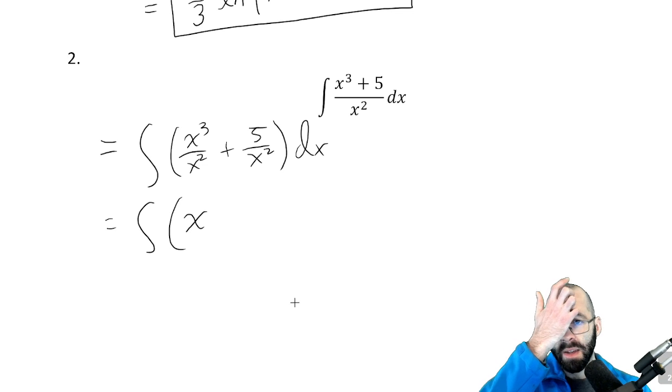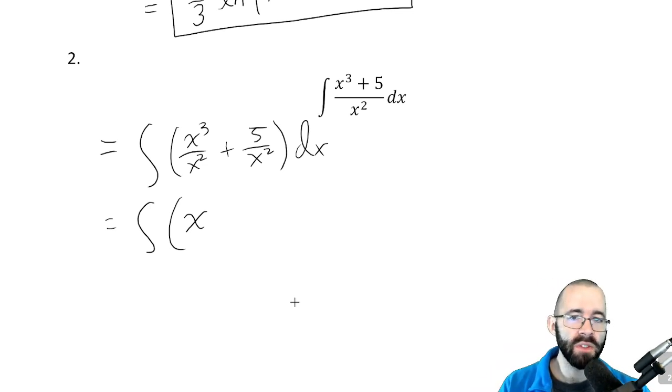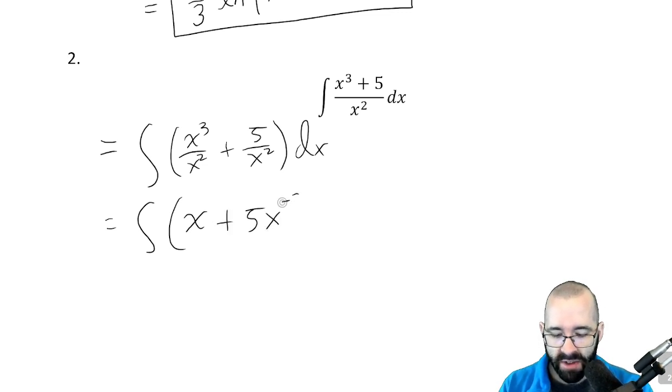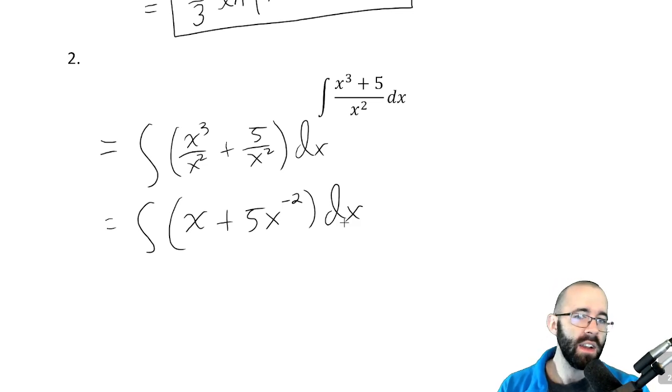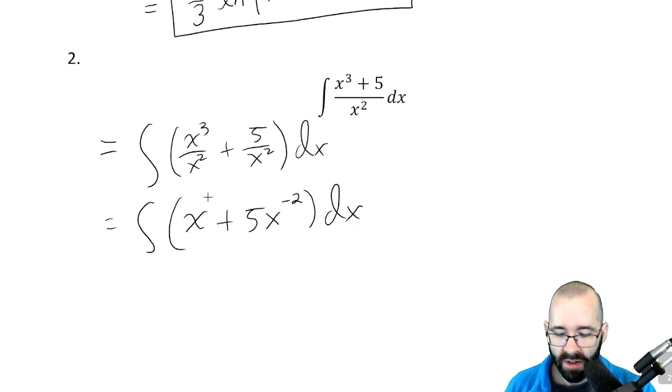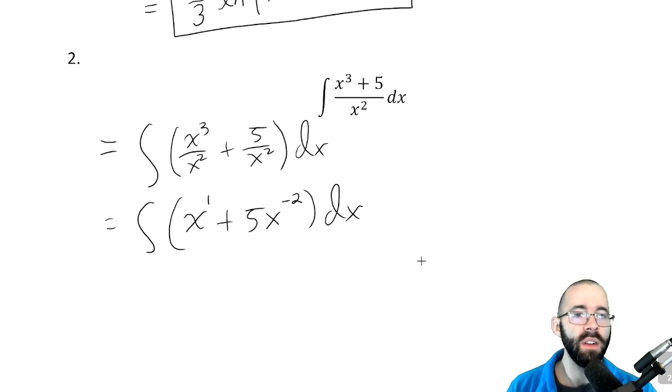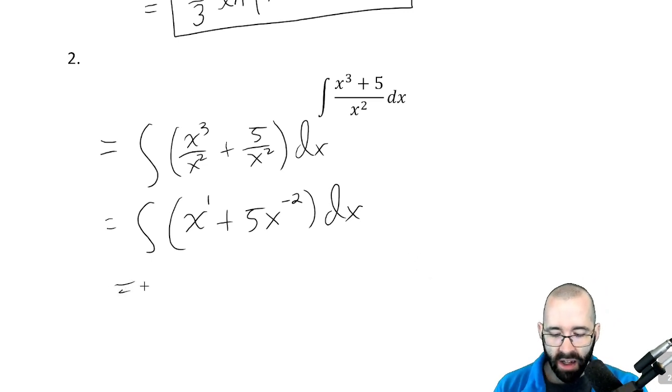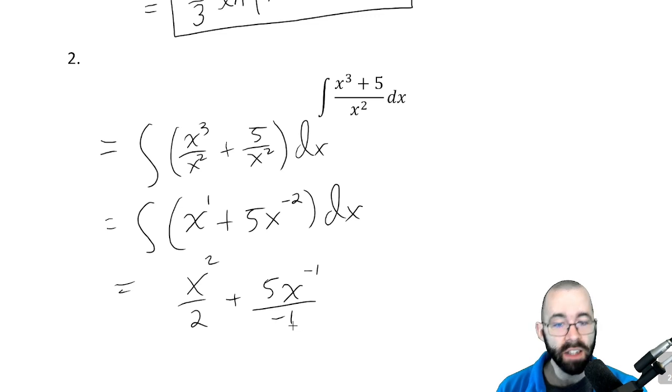And now we can integrate, because we can simplify a little further. X cubed is x times x times x. X squared is x times x. Most of those x's are canceling. And the second one is 5 times x to the negative 2. Now we just use the power rule, right? This is like an exponent of positive 1. Add an exponent, divide by the exponent. Add an exponent, divide by the exponent, plus c.